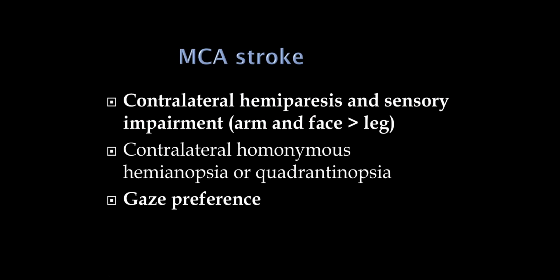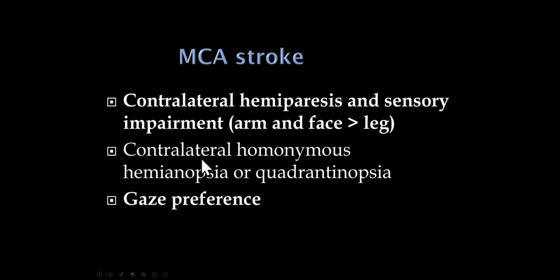So let's start with middle cerebral artery stroke, certainly the most common cortical stroke. What's in common whether it's a right or left middle cerebral artery stroke is that the patient can have contralateral hemiparesis and sensory loss. Remember, if it's a more lateral, peripheral occlusion of the middle cerebral artery, it's going to be more arm and face, less involving the leg.